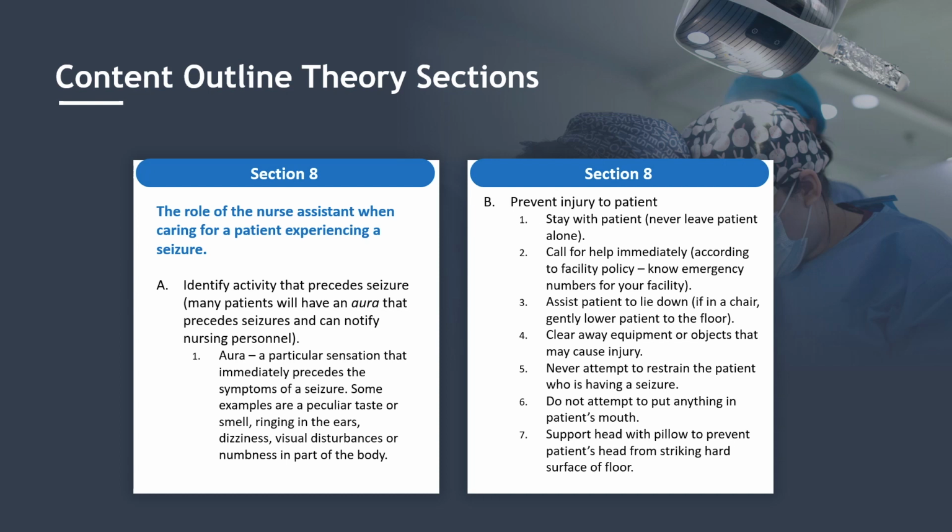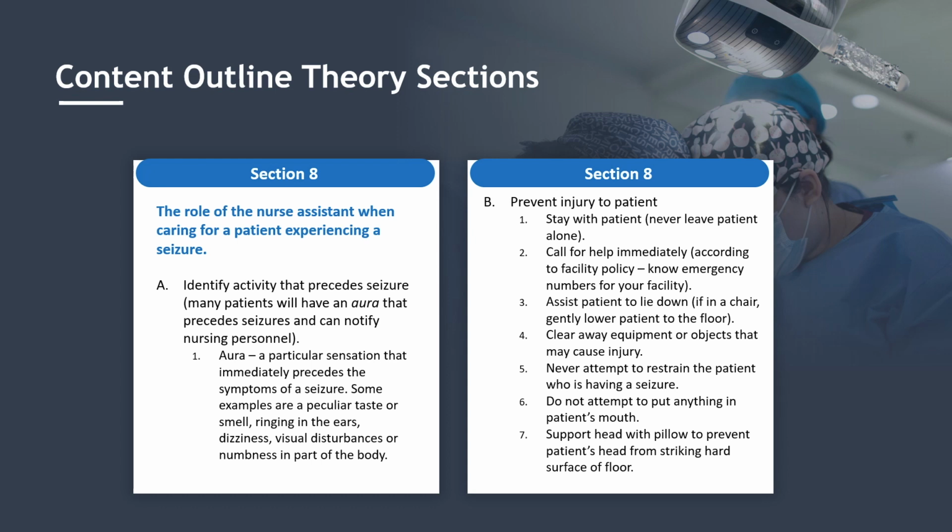Section 8. The role of the nurse assistant when caring for a patient experiencing a seizure. Identify activity that precedes a seizure. Many patients will have an aura that precedes seizures and can notify nursing personnel. Aura is a particular sensation that immediately precedes the symptom of a seizure. Some examples are a peculiar taste or smell, ringing in the ears, dizziness, visual disturbances, or numbness in a body part. Prevent injury to the patient.